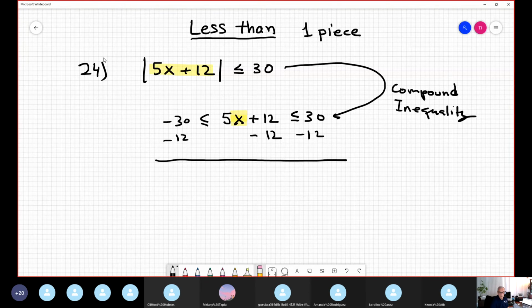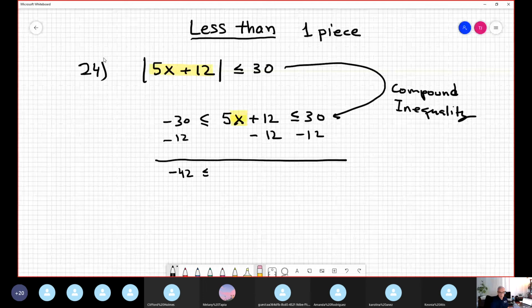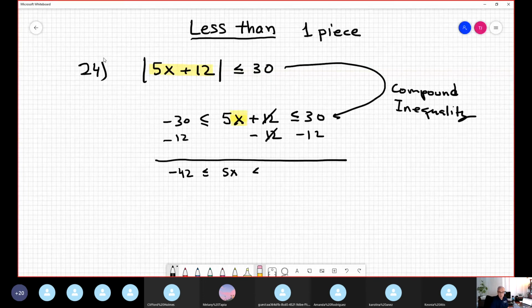And then it is negative 42 less than or equal to 5x. This cancels out, eliminating this guy. And this time we have 18, 18 plus 12 is 30. Divide by 5, by 5.